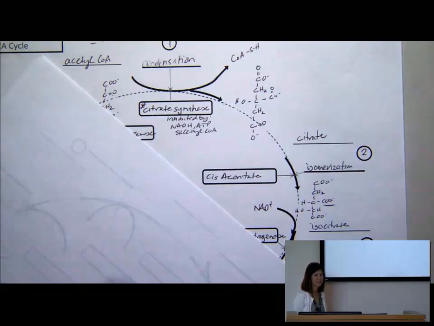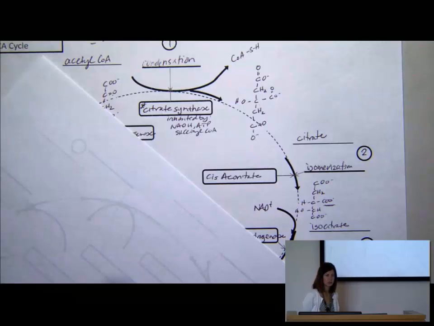Citrate. I think it's aconitase, actually. I wrote down the intermediate for some reason. Aconitase is the enzyme. I don't know why I did that. Maybe I was thinking about that intermediate when I wrote this down. I'm not going to have you memorize that. I only want you to memorize those enzymes that are under allosteric control.